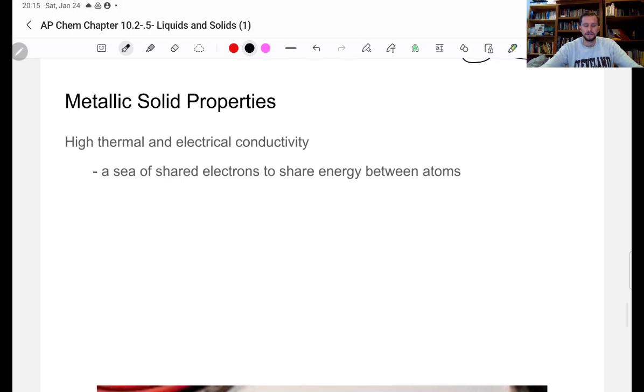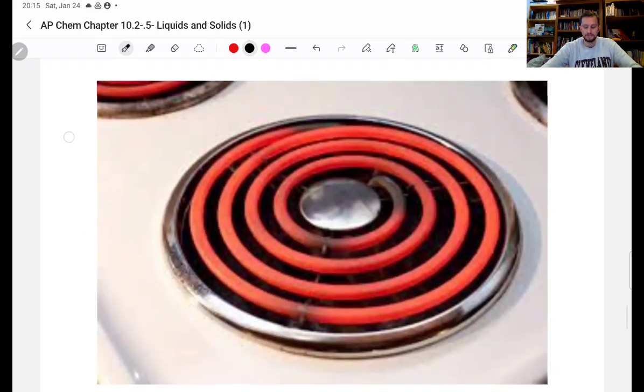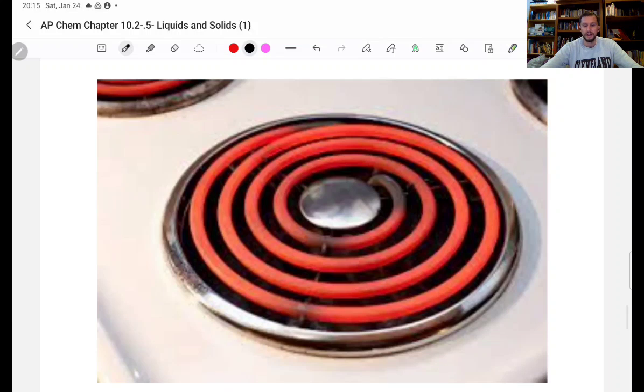And so metallic solids have high thermal and electrical conductivity. And again, it's a sea of shared electrons to share energy between atoms. So the thermal energy or the electricity can easily be spread about in a metallic solid. And so this is why, for example, they're good if you have like an electric oven, because the metal is conducting heat. So you can conduct electricity into the metal, and then the metal can conduct heat out very easily.